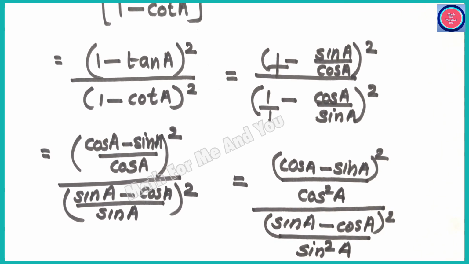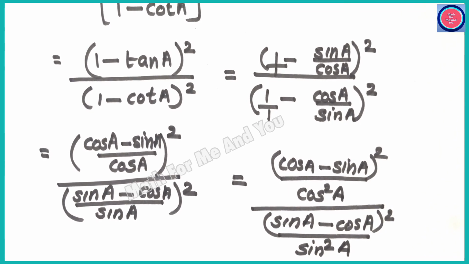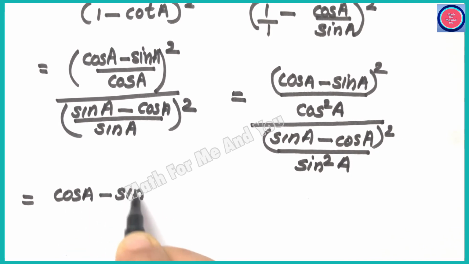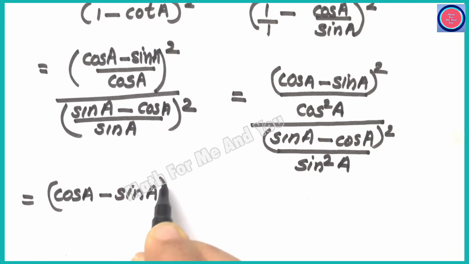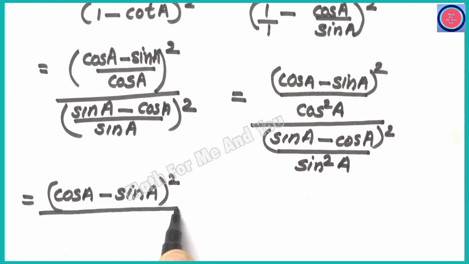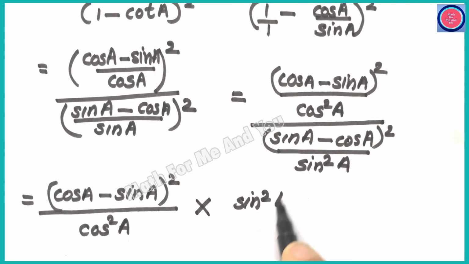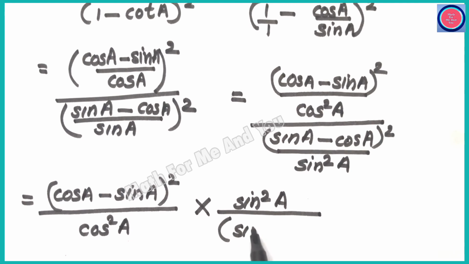Now it's clear we have 2 fractions to be divided. So what is the next step? We write the first fraction same as it is: cos a minus sin a the whole square divided by cos square a. Division changes to multiplication. Second fraction we will write the reciprocal of that fraction. So we write here sin square a divided by sin a minus cos a the whole square.